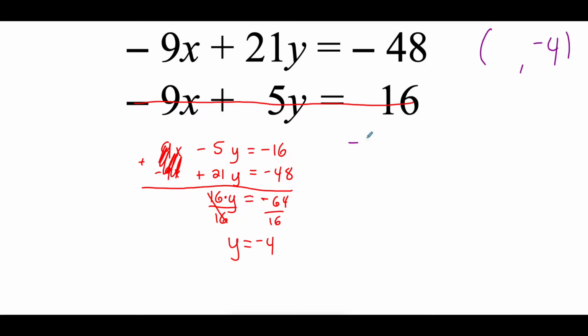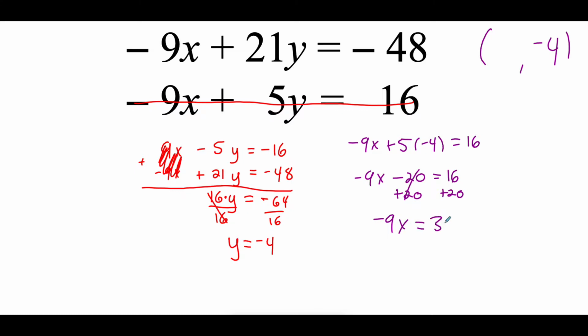So we're going to have -9x plus 5, and we're filling in the -4 for the y value, so times -4, and this equals 16. Now doing the multiplying in here, 5 times -4 is -20, so we have -9x minus 20 equals 16. We want to solve for x, so to get rid of that -20, we're going to have to add 20 on both sides of our equation to get that to cancel out. So we're going to have -9x equals 36.